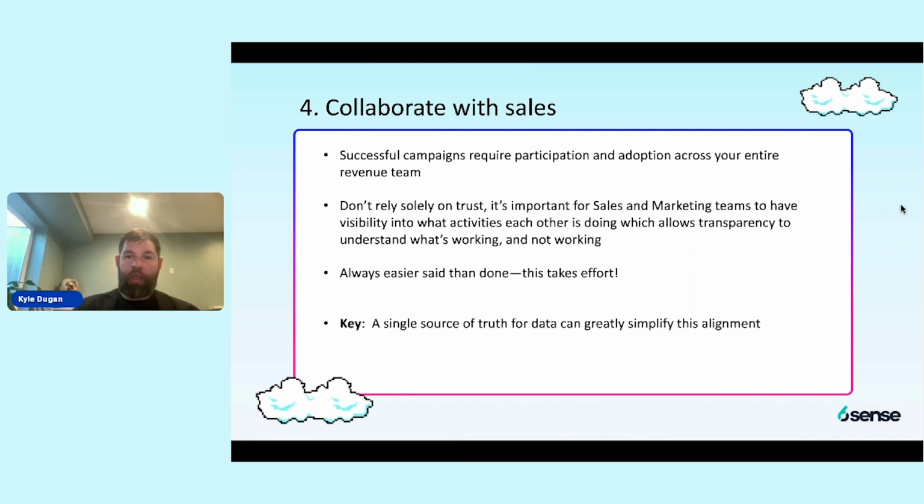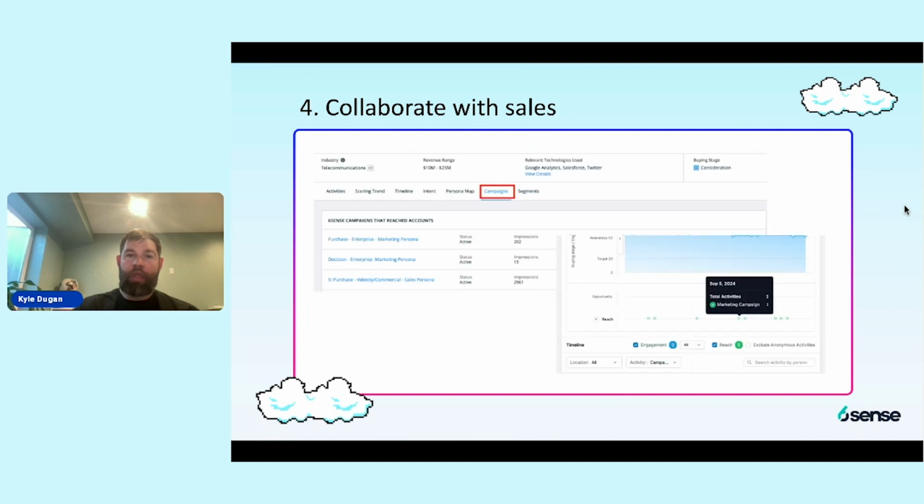That said, how we collaborate with sales, aside from just, like I said, having our meetings, we've got a few different areas within our platform that sales and marketing can look to see what is going on with an account.